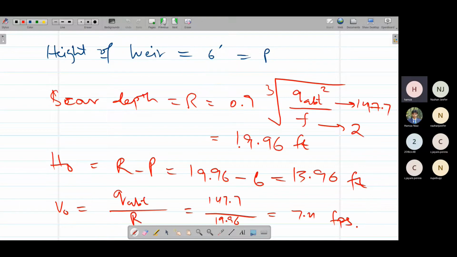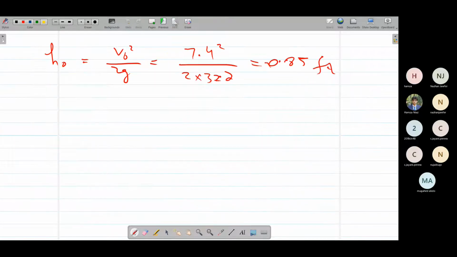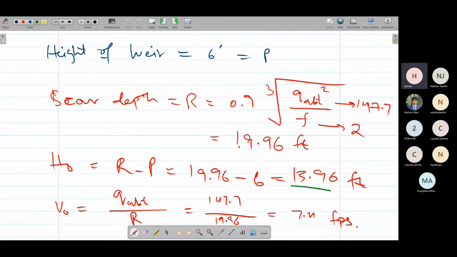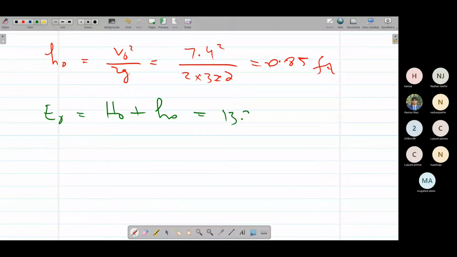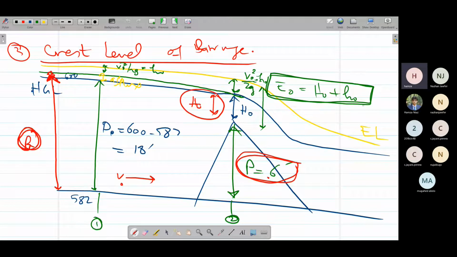Now if we look at this picture, E naught is the specific energy above the weir crest. This is capital H naught plus small h naught. So E naught is equal to capital H naught plus small h naught. We calculate both these values. This is 13.96 plus 0.85. That would be 14.8. Alright, so this is how we can calculate this E naught value, the specific energy above the weir crest.